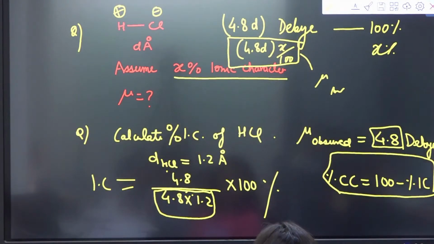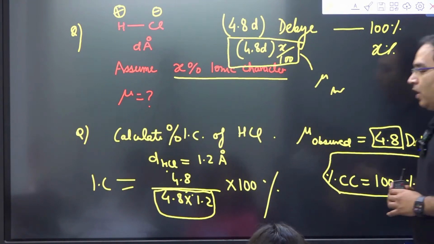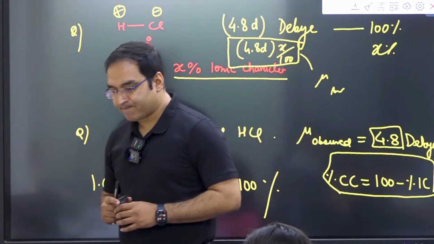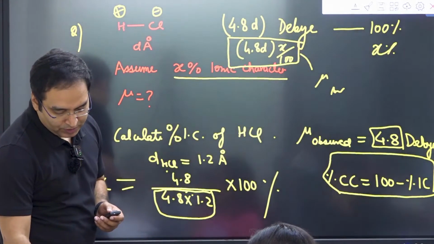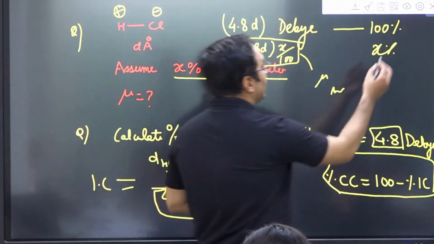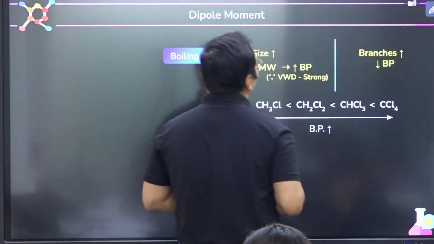Any problem in this part? Any issues, anyone? Any difficulty in this part? Is it all clear? All right. So now we'll come back to the discussion and understand dipole moment.